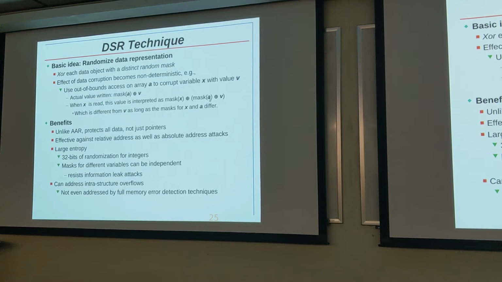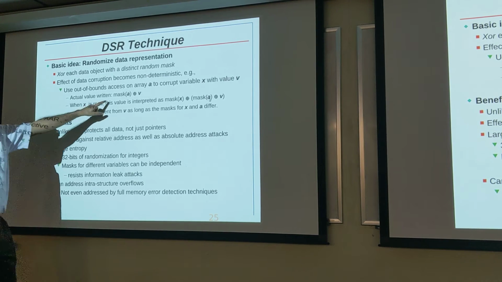So we talked about address space randomization and its two flavors: absolute address randomization, or base address randomization, and relative address randomization. The second technique we talked about is randomizing the representation of data. One thing you can do is, for each variable, allocate a random mask. You take the conventional bit representation of that value, and you XOR it with a random mask.